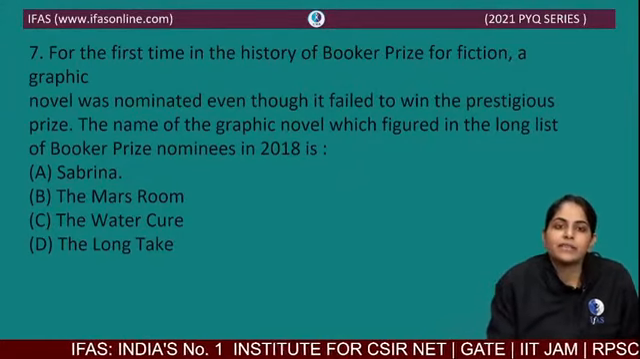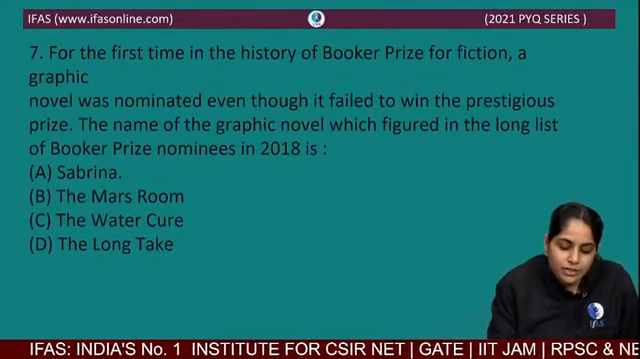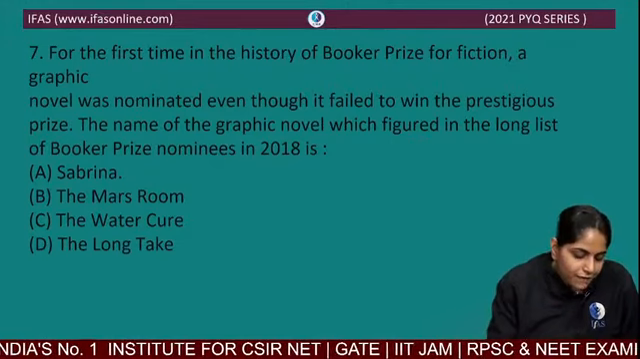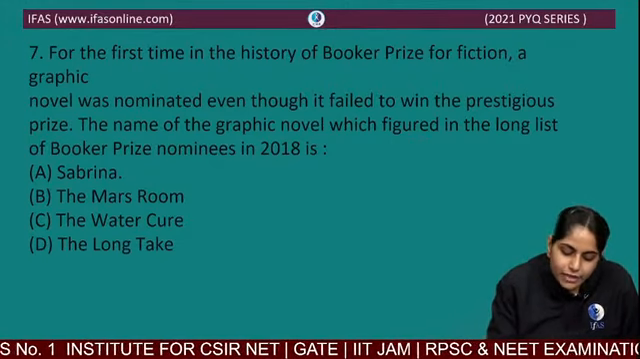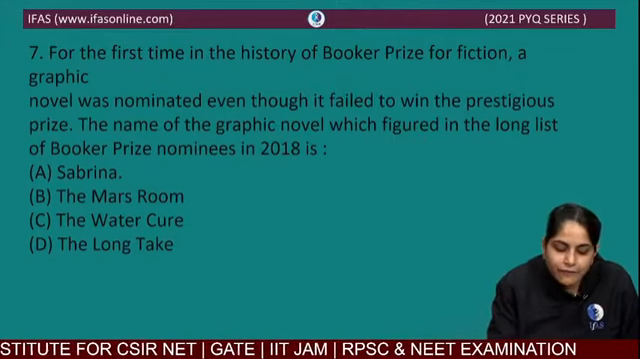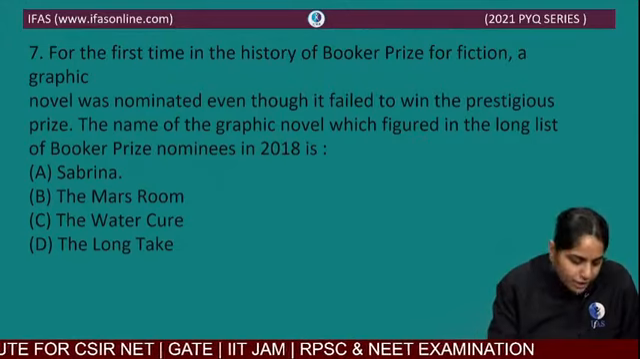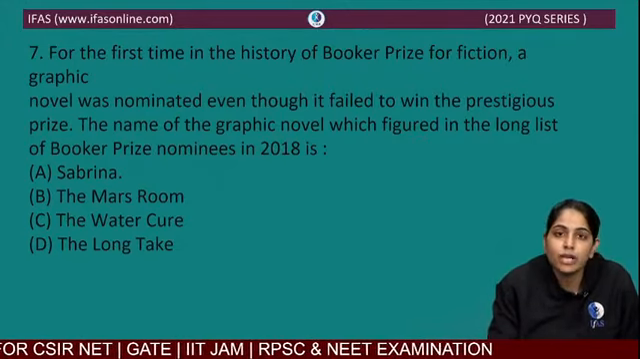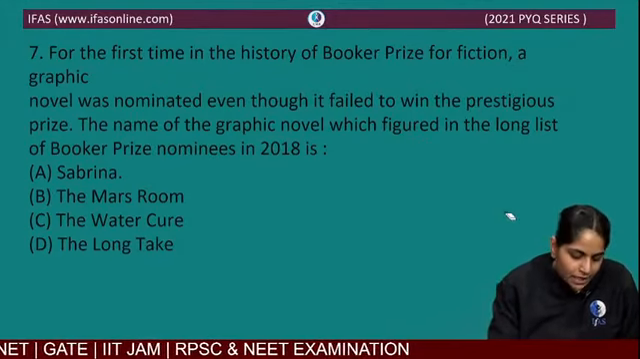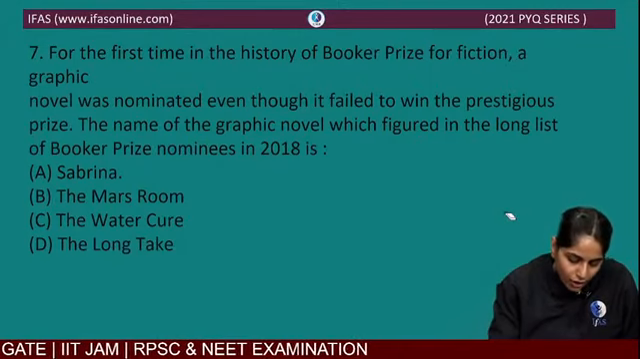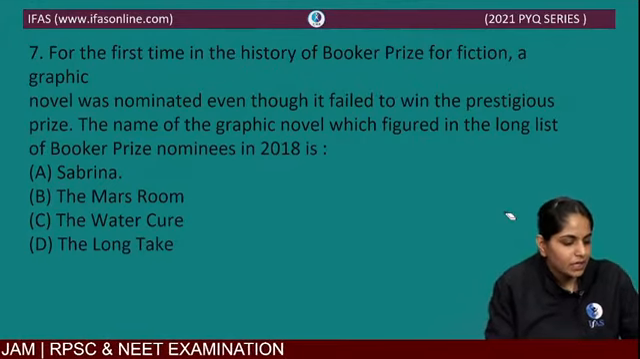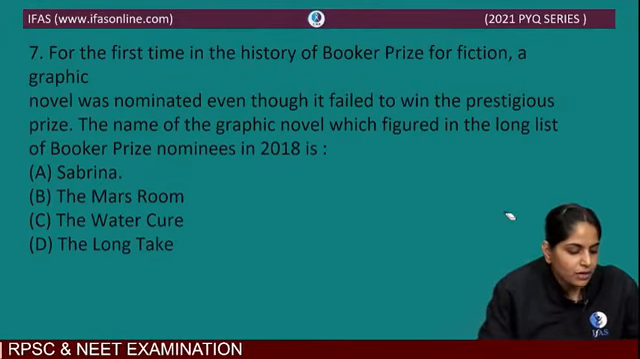So now let's look at the next question. For the first time in the history of the Booker Prize for fiction, a graphic novel was nominated, even though it failed to win the prestigious prize. What is the name of the graphic novel which figured in the longlist of Booker Prize nominees in 2018? 2018 means this is very recent. You should know about it. Okay. Sabrina, The Mars Room, The Water Cure, or The Long Take. What will be the answer? Try. It's okay even if your answer goes wrong.